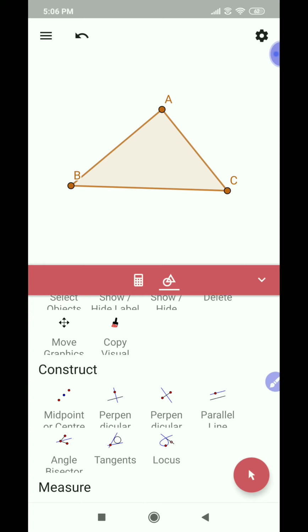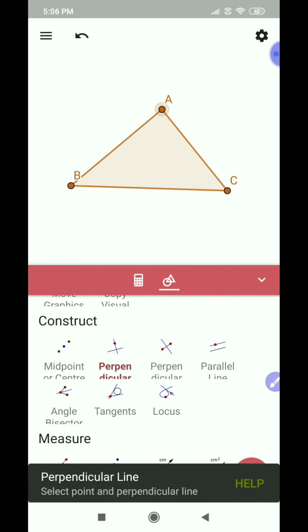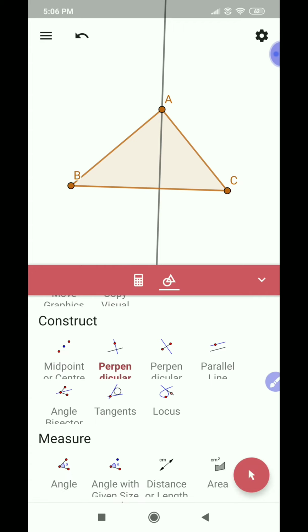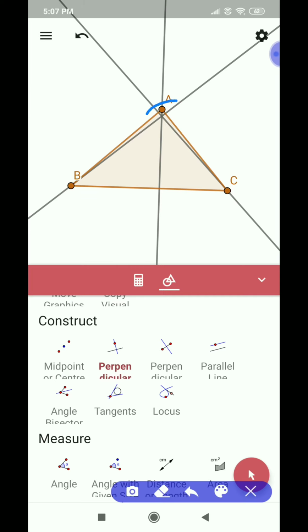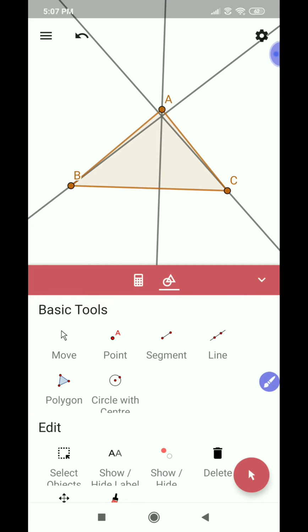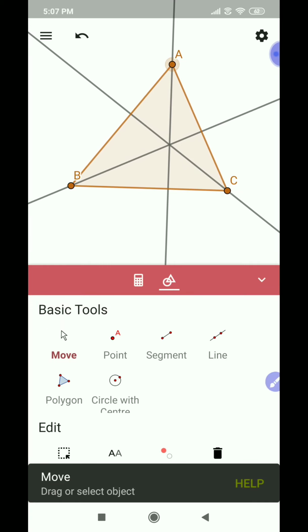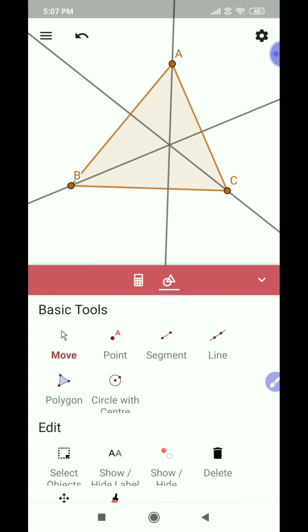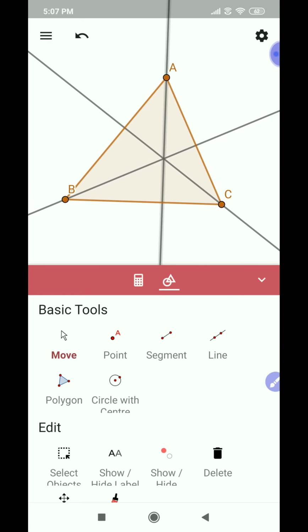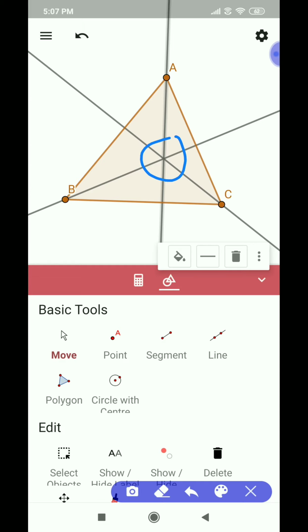Now, draw a perpendicular line from A onto BC. Similarly, from C onto AB. Similarly, from B onto AC. What is your observation? Yes, altitudes are concurrent. Did you observe? This concurrent point is called the orthocenter. Observe carefully. For an acute triangle, the orthocenter is an interior point. Did you observe? Yes, it is an interior point.